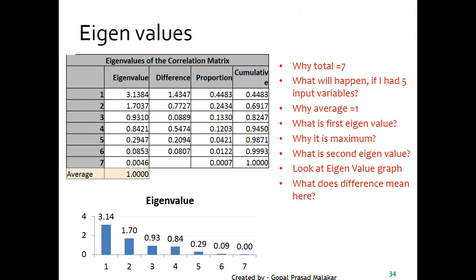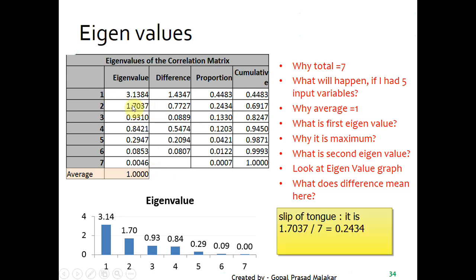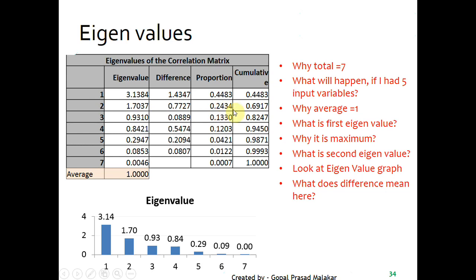If you think of 1.7 into 4, it will become 6.8, and the total variance is 7, and that's what it is showing. So 1.7 divided by 7 will give you 0.2434. Now what is cumulative? Cumulative is nothing but the sum of these. Like this is 0.4483, and this is 0.4483 plus 0.2434. That's what it gives you here.